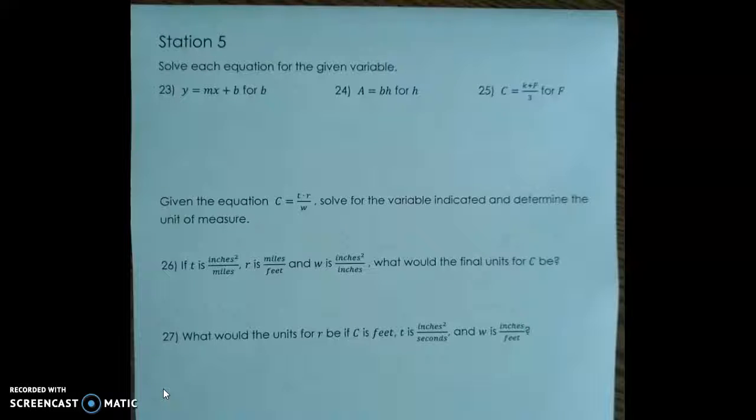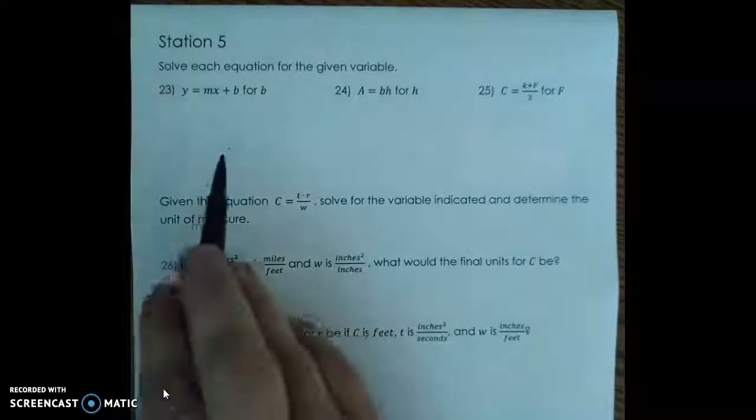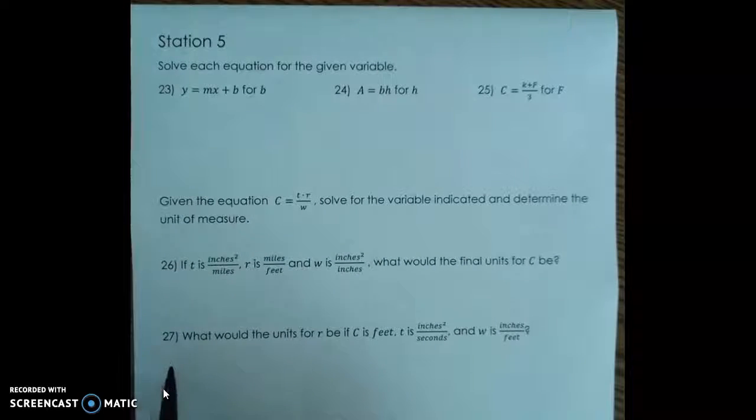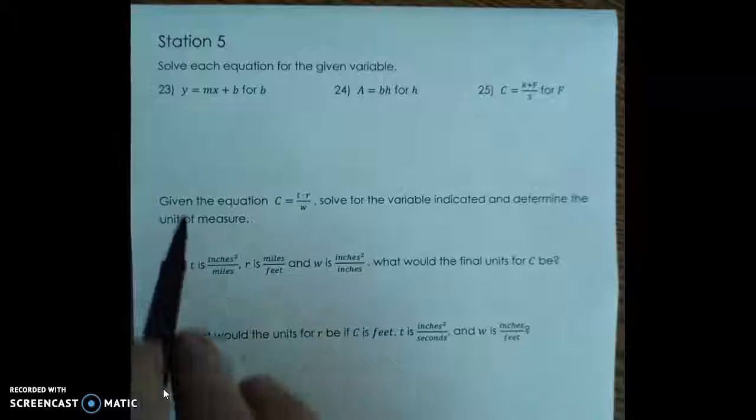Alright guys, I wanted to go over Station 5 from today's review because that was the one where I saw the most questions, and definitely we want to cover questions 26 and 27. So we're going to go ahead and solve these literal equations at the top to get us warmed up before we move on to 26 and 27.